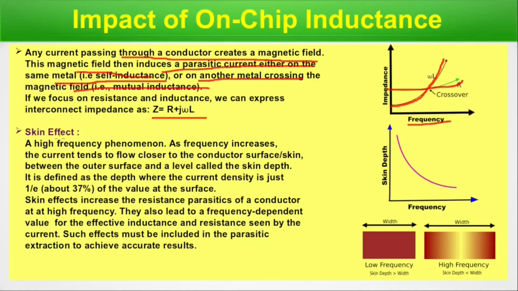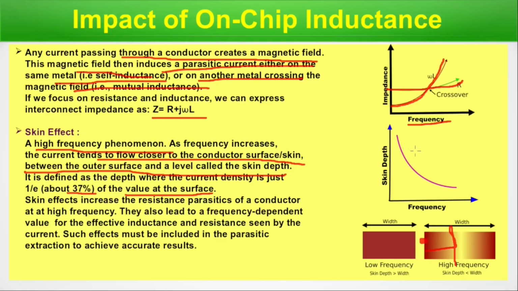And now skin effect. It's a high frequency phenomenon. As frequency increases, the current tends to flow closer to the conductor surface or skin, between the outer surface and a level called skin depth. At low frequency, it's homogeneous. At high frequency, it's no longer homogeneous. It flows between the outer surface and a length called skin depth. Skin depth is defined as the depth where the current density is just 1 by E, that is about 37% of the value at the surface. From the surface, the current density decreases, and at the depth where it becomes 1 by E, that is 37% of the value at the surface, this is called the skin depth.